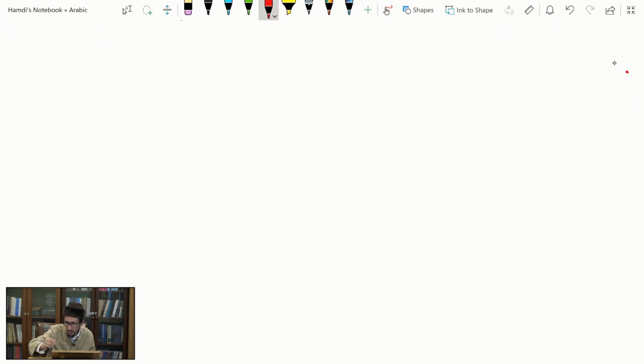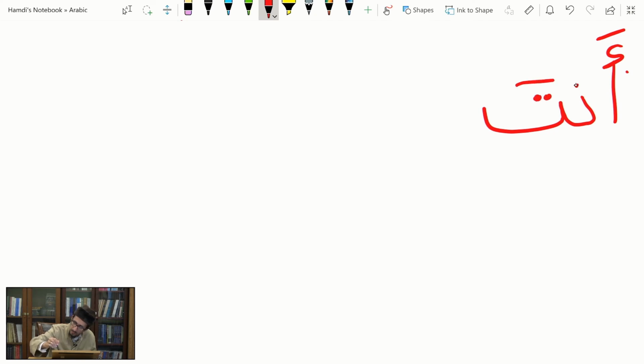For anta, the form is ka. That's it. Kitabuka. Laqituka. So I write ka like this, even at the end of the word. This is how I write ka, to make life simple. Okay?